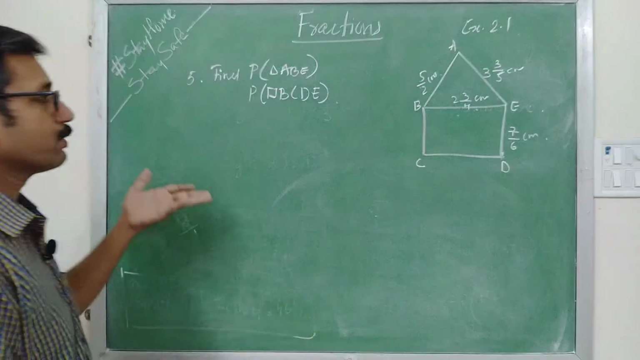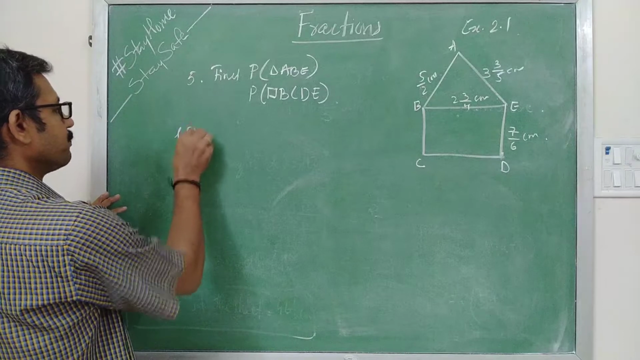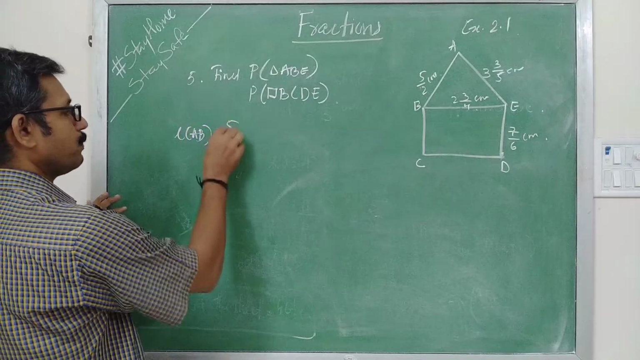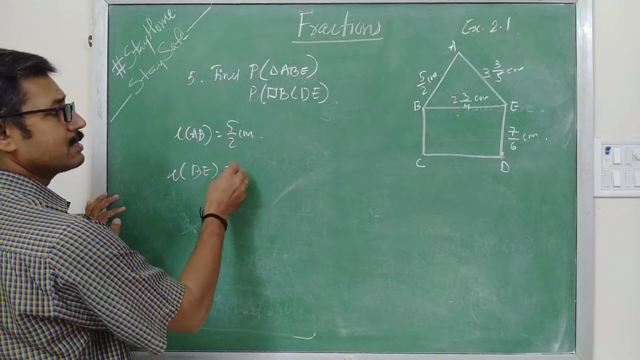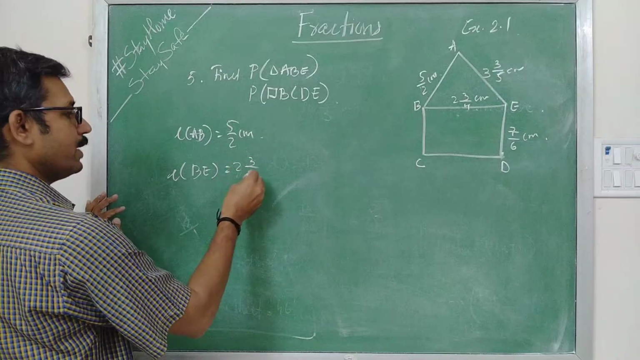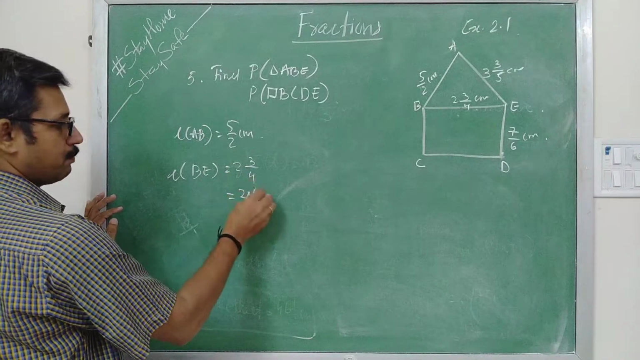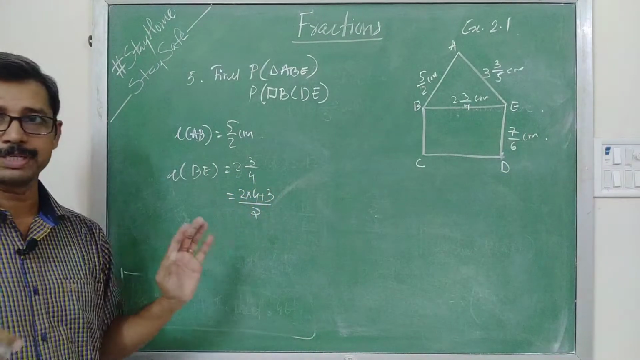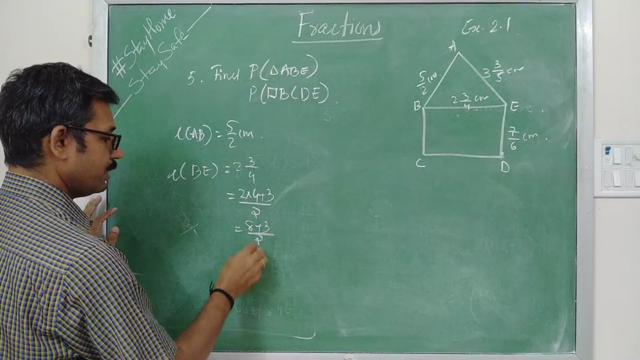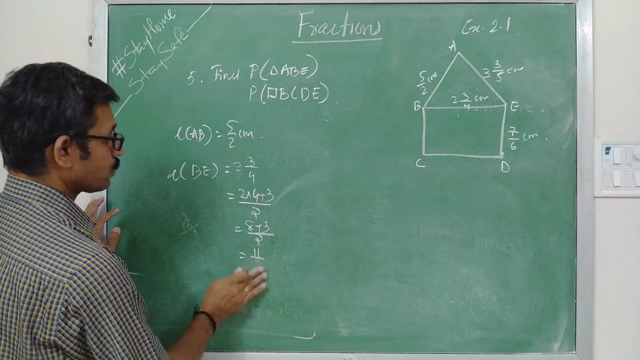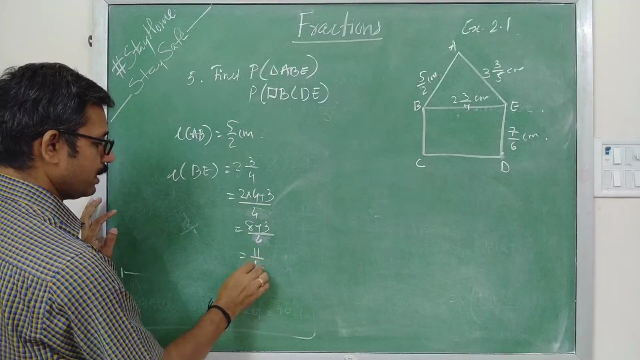So what we are going to do is, first, the length of AB is 5 upon 2 centimeter. No need to do anything. Next is the length of BE, which is 2 integer 3 upon 4. We have to convert it to an improper fraction: 2 into 4 plus 3, which is 8 plus 3 upon 4, that is 11 upon 4.